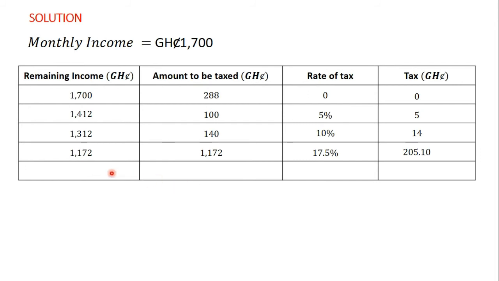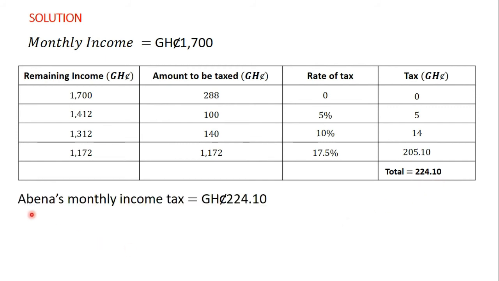Now, when you have this, it means that if you add the amounts in the tax column together, you are going to get the total income tax for Abena. So we have 0 plus 5 plus 14 plus 205.10, and this will give us 224.10. This means that Abena's monthly income tax is 224 Ghana cedis, 10 pesewas.